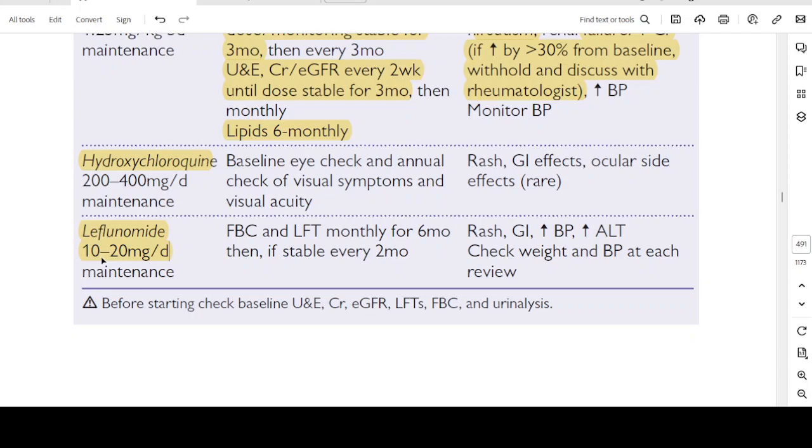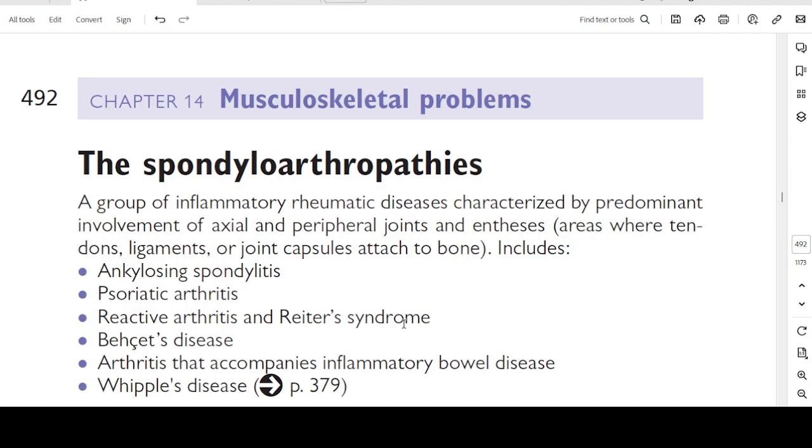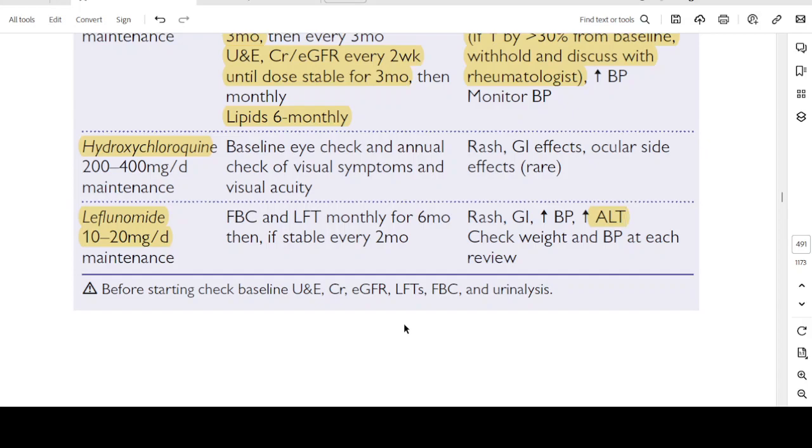Leflunomide, 10 to 20 milligrams per day maintenance. FBCs and LFTs monthly for 6 months, and then if stable every 2 months. So for leflunomide you have to check FBCs and LFTs monthly for 6 months, and then if stable every 2 months. Side effects are rash, GI effects, high BP and high ALT, so it affects the liver enzymes. Check the weight and BP at each review. Before starting, check the baseline urea, electrolytes, creatinine, eGFR, LFT, FBC and urine analysis.